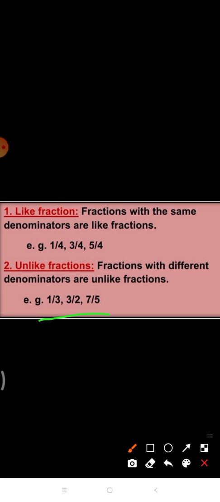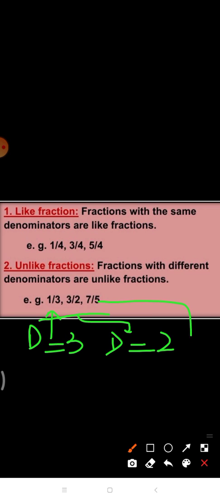So if you can see, students, here in first fraction we have denominator 3. In second fraction we have denominator 2. And in the third one we have denominator 5. So all these fractions have different denominators. So these fractions are called as unlike fractions. I hope, students, this is clear.